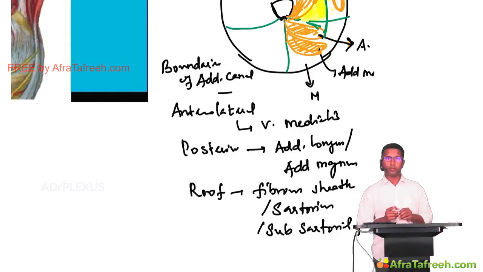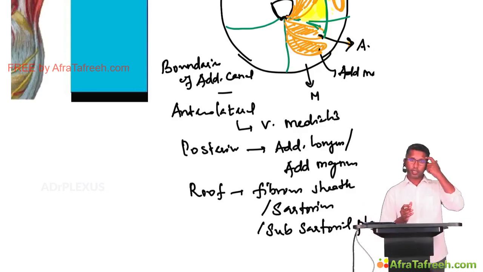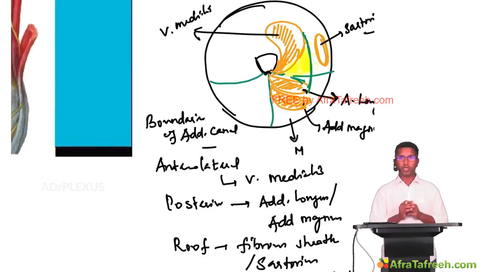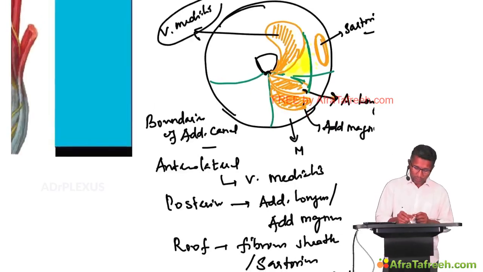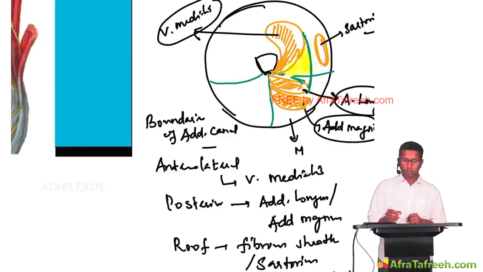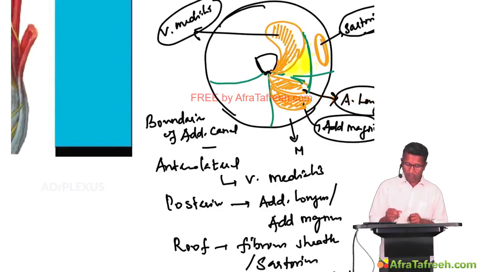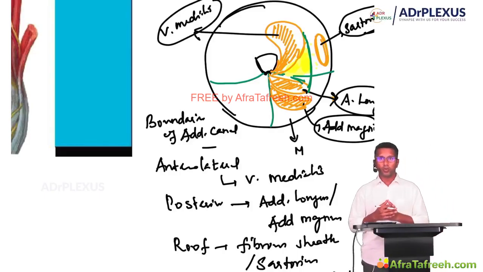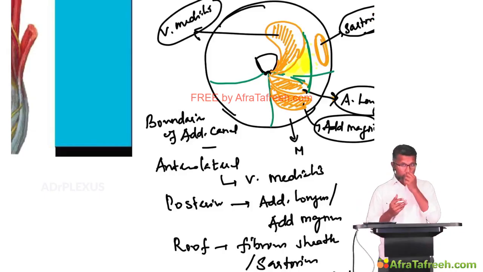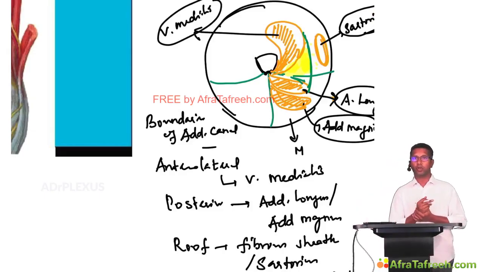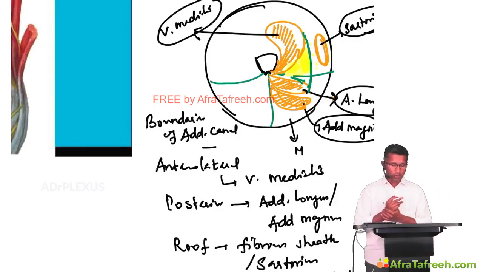So when you take the boundaries of the adductor canal, it is bounded on the anterolateral aspect by vastus medialis, on the posterior by the adductor longus and adductor magnus, and on the medial side by the sartorius muscle, which is forming the roof of the adductor canal. Below the sartorius muscle you see a plexus of nerves, called the subsartorial plexus.